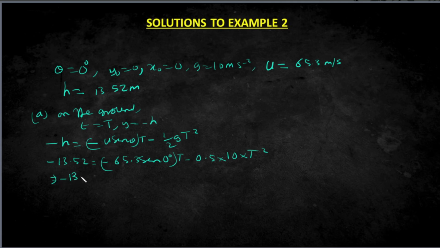Then we have 13.52 equals what? Then what is sine 0? Sine 0 degree. So you see sine 0 is 0. So everything will become 0. 0 times t minus 0.5 times 10. That is 5. We have t square. Then 0 times t is 0. So we have minus 13.52 equals minus 5 t square.